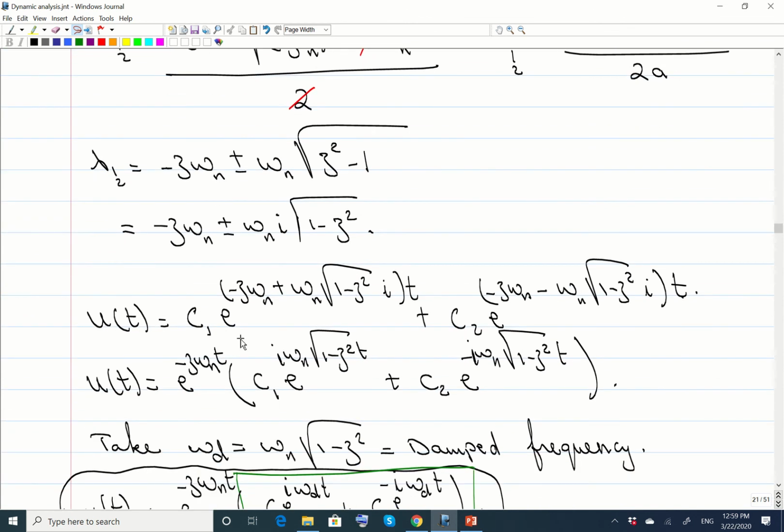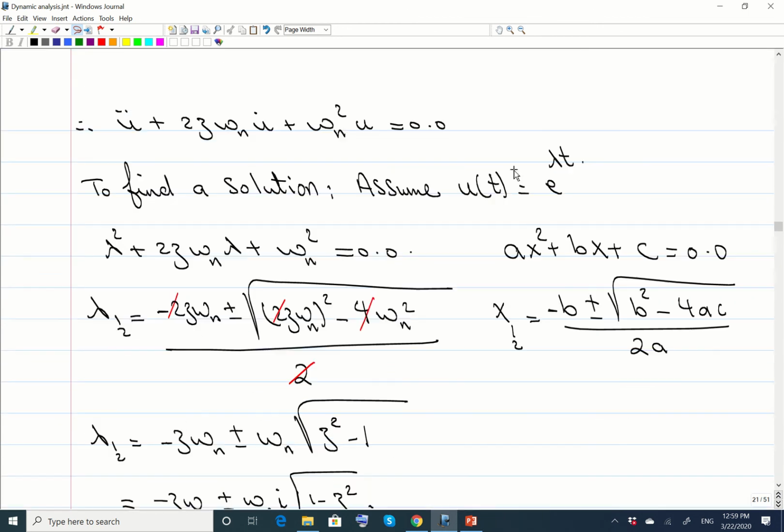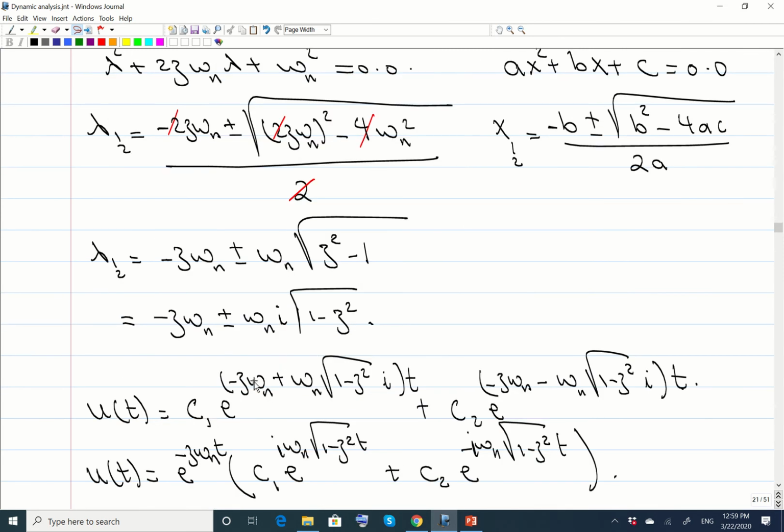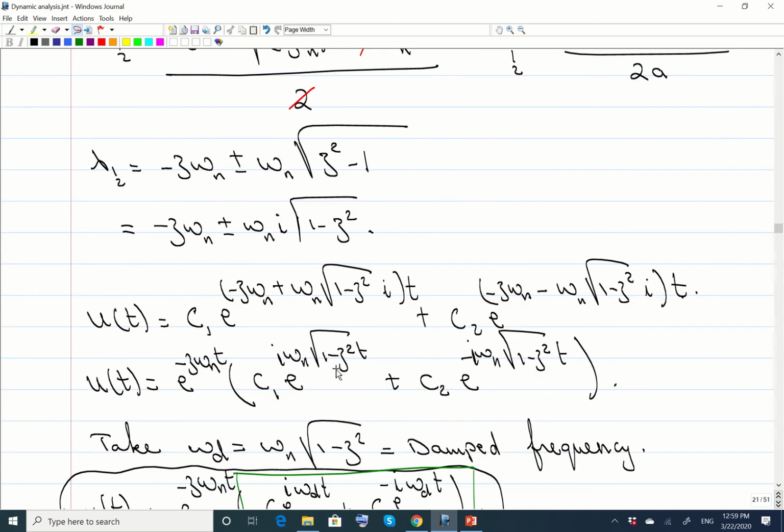That means that u of t can be a linear combination of the two solutions, positive or negative over here. The solution was e power lambda t. So e power lambda 1 t plus e power lambda 2 t. Okay? So c1 multiplied by e power lambda 1 t, where lambda 1 is negative zeta omega n plus this value, plus c2 e power lambda 2 t, where lambda 2 has the negative value over here, multiplied by t. Okay? So that's u of t.